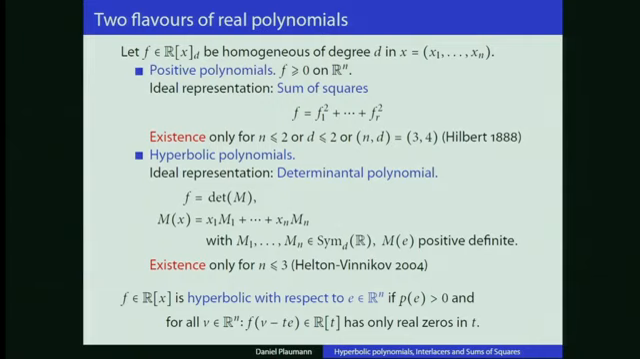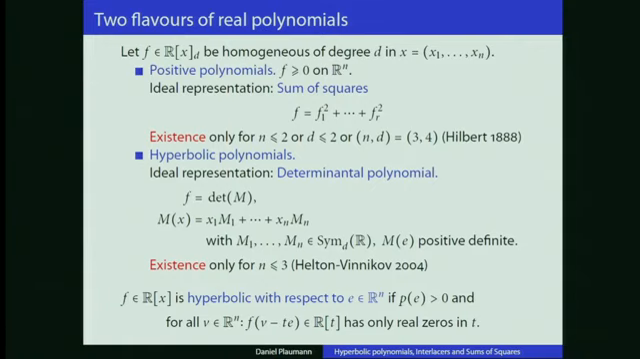And likewise for hyperbolic polynomials, such determinantal representations are guaranteed to exist only if n is at most 3. That's the Helton-Vinnikov theorem, whose non-trivial part, the existence, is the Helton-Vinnikov theorem.